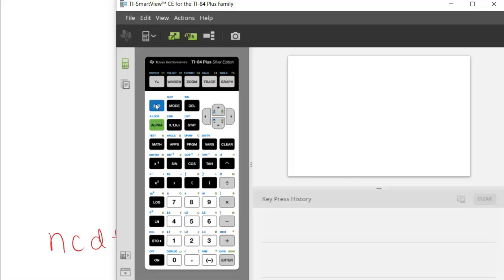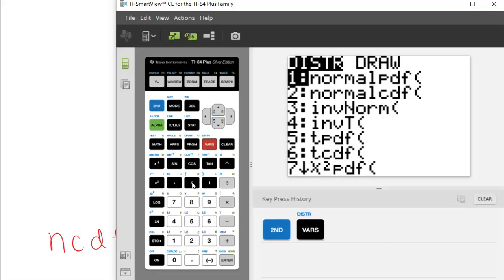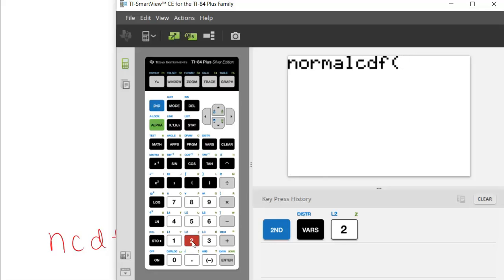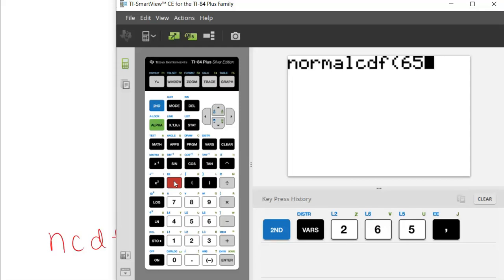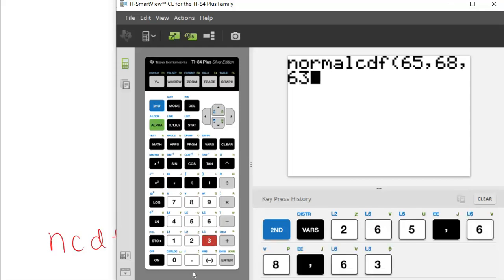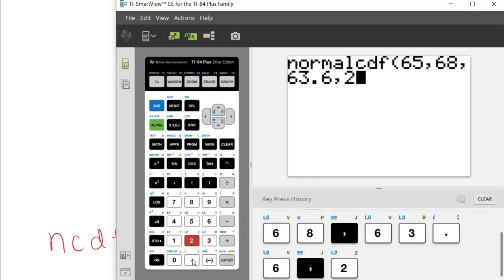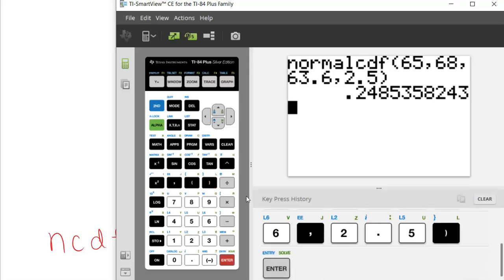Access normal CDF, it's second vars, choice 2. Lower bound of our area was 65. Upper bound of our area was 68. The mean was 63.6. The standard deviation was 2.5. And we get around 24.9%, 0.249 if we round to the nearest thousandth.